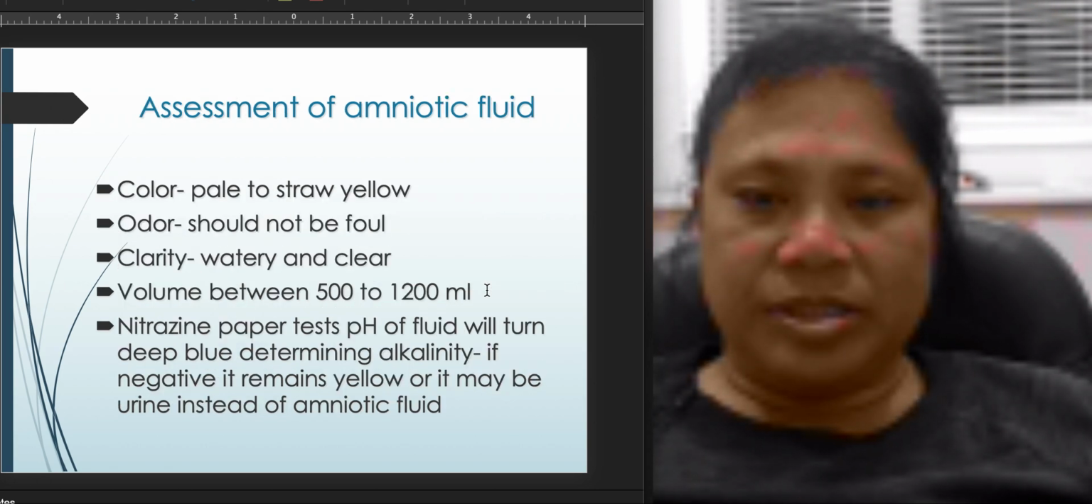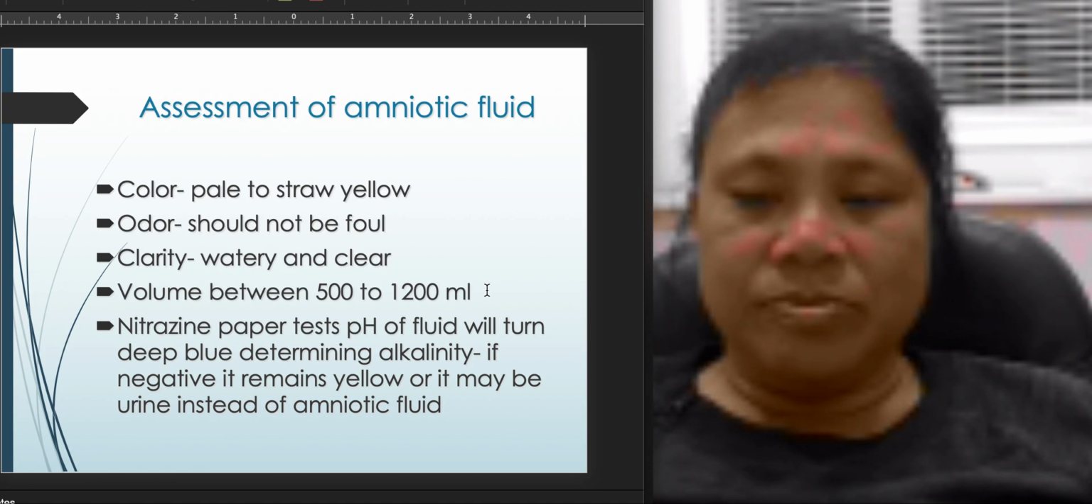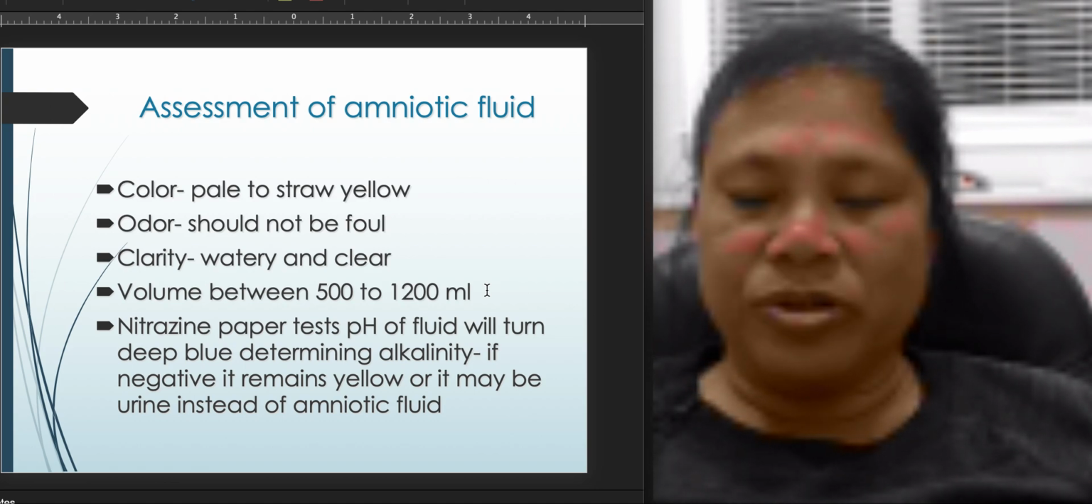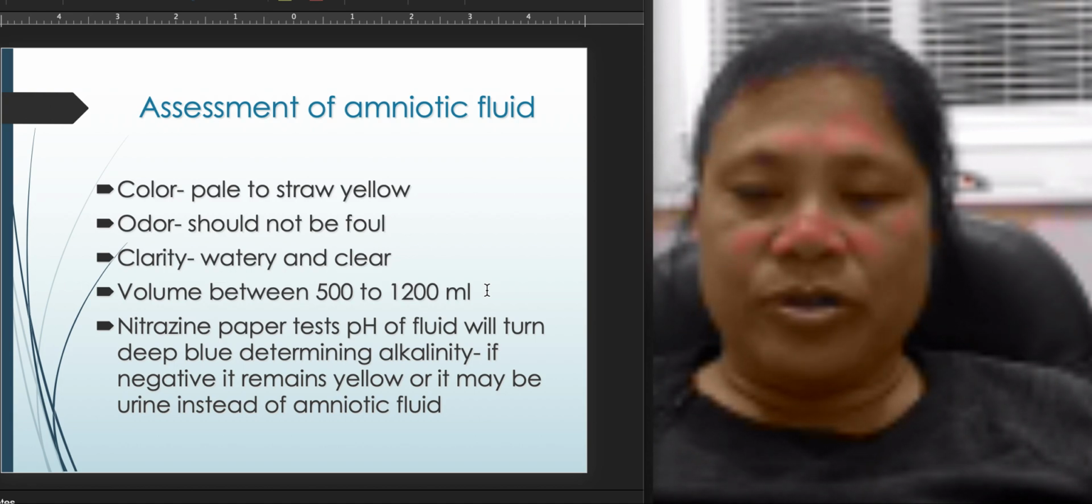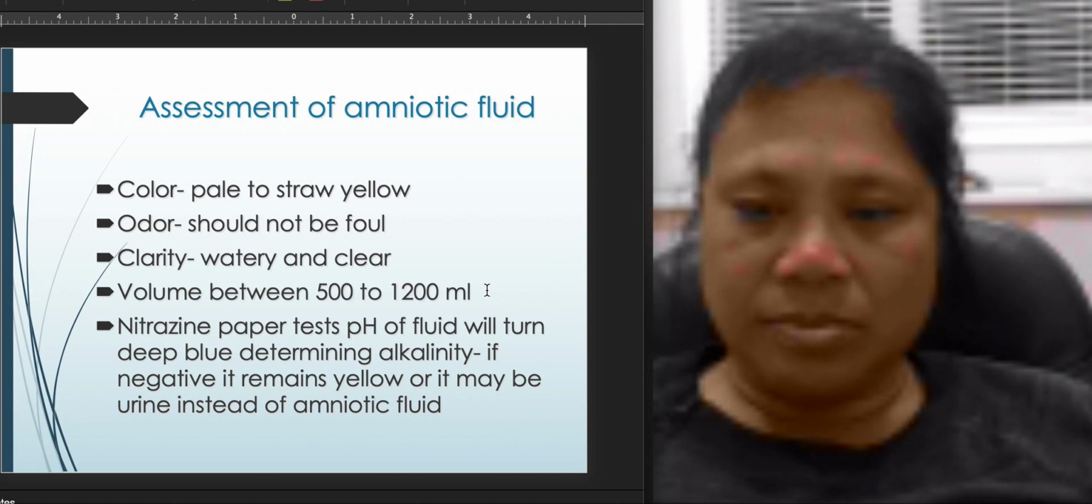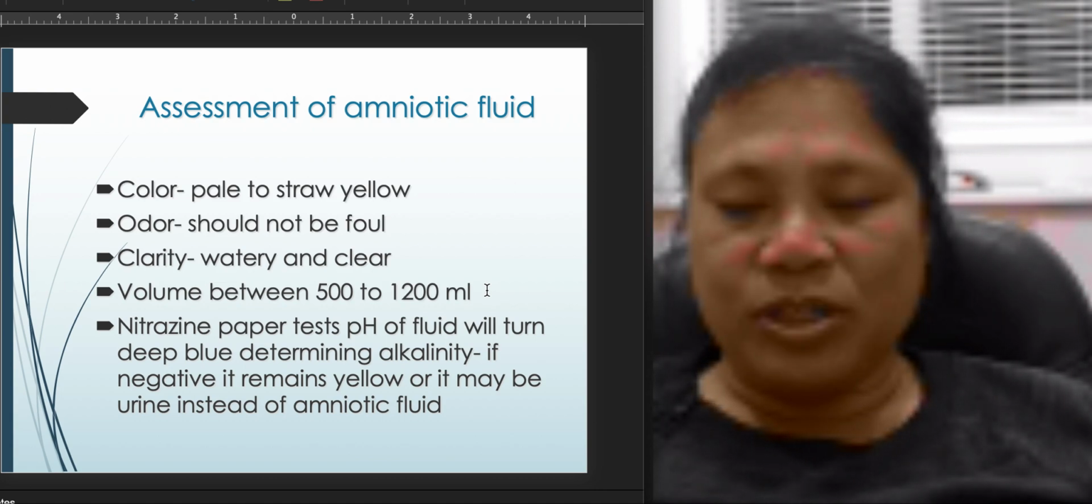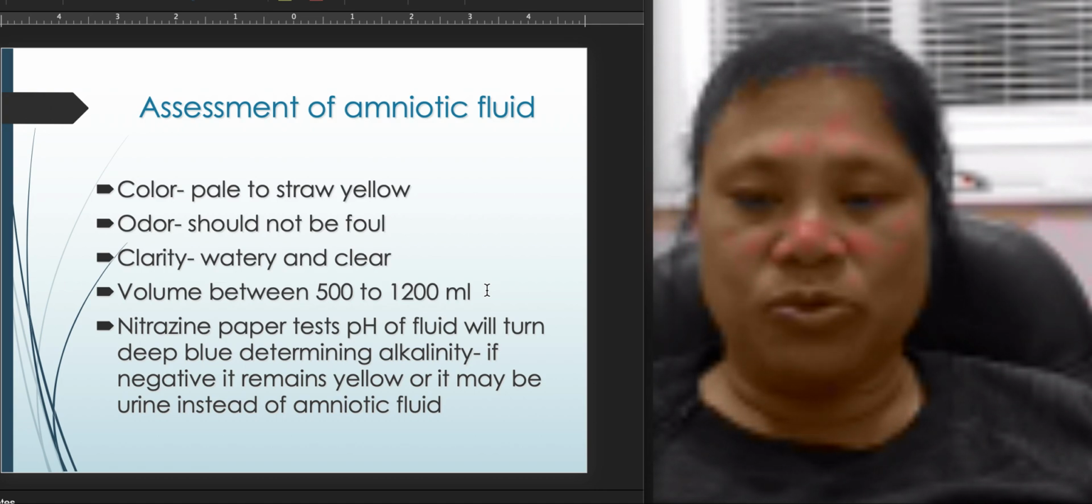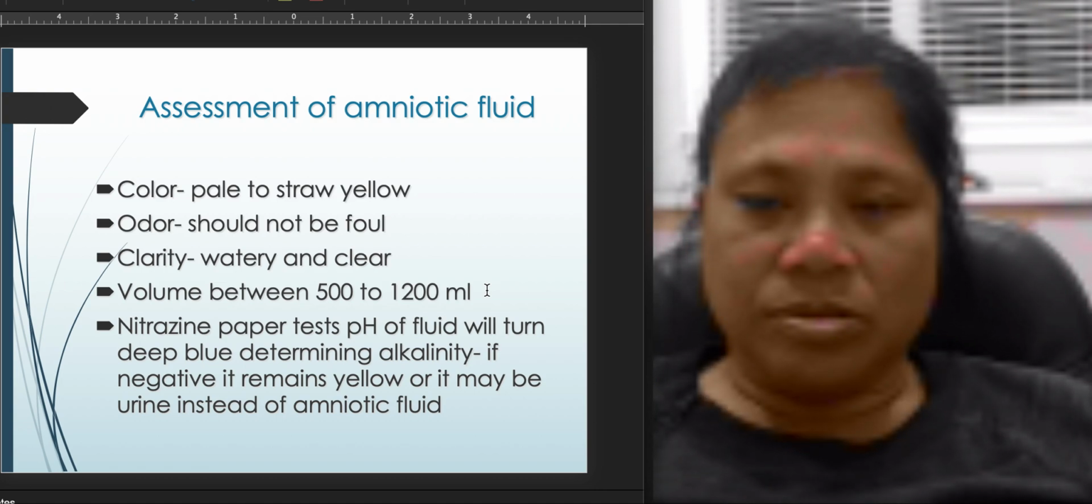As far as the amniotic fluid components, it's usually pale to straw yellow. There should not be any foul odor. It's usually clear, watery, and normal volume is between 500 to 1200 mLs. And then I mentioned nitrazine paper turning blue if it's positive for rupture.